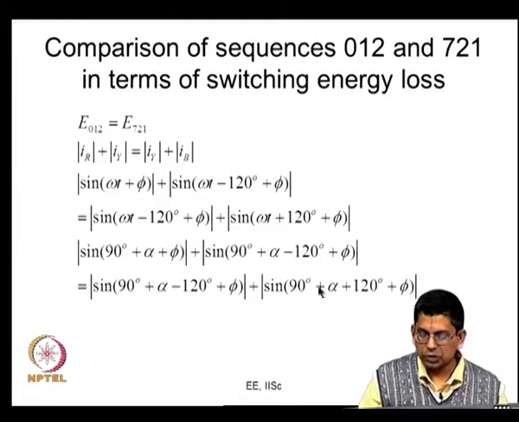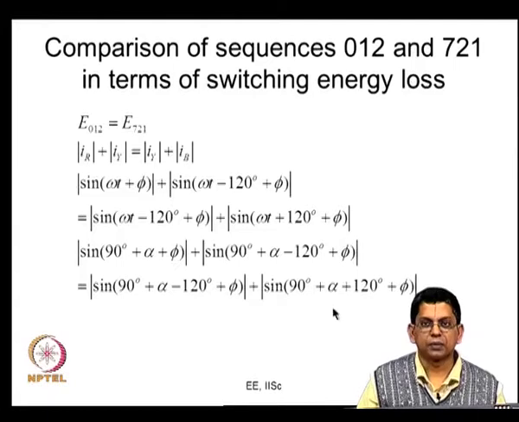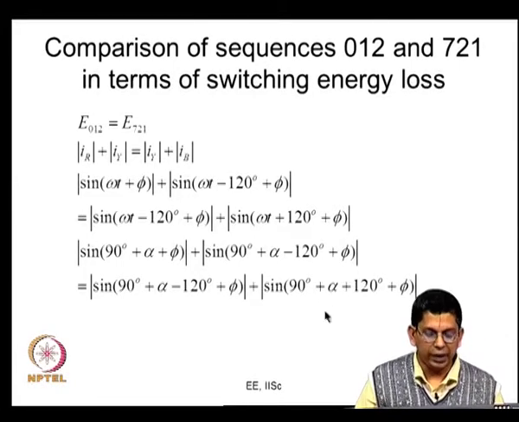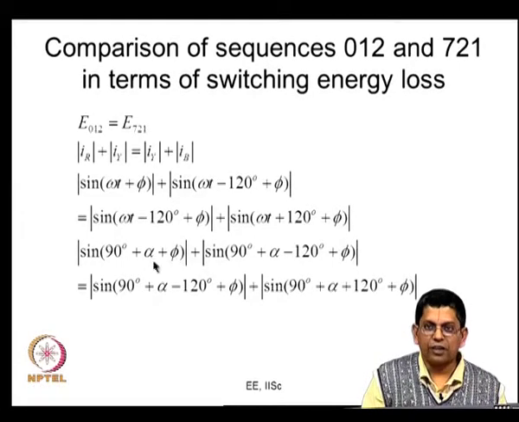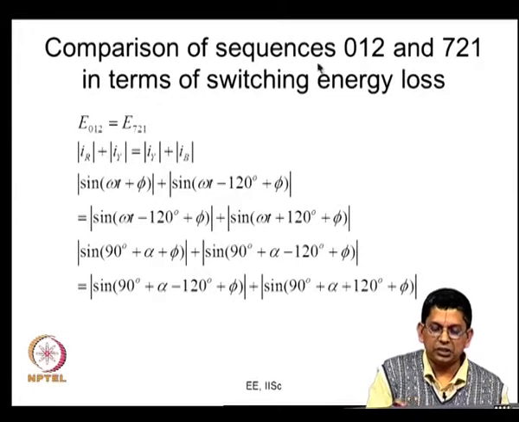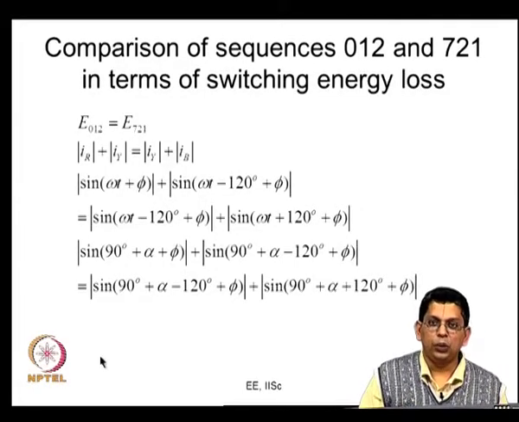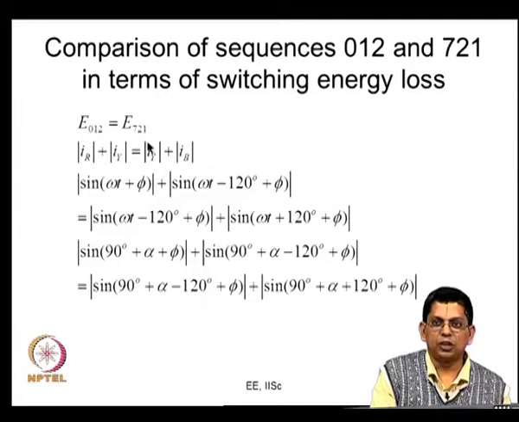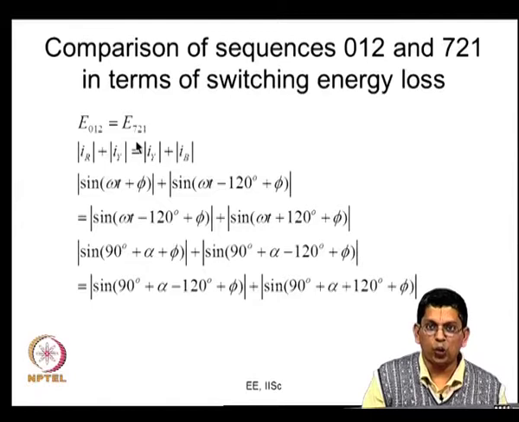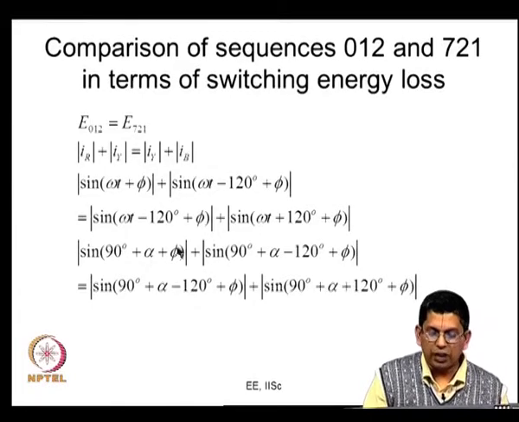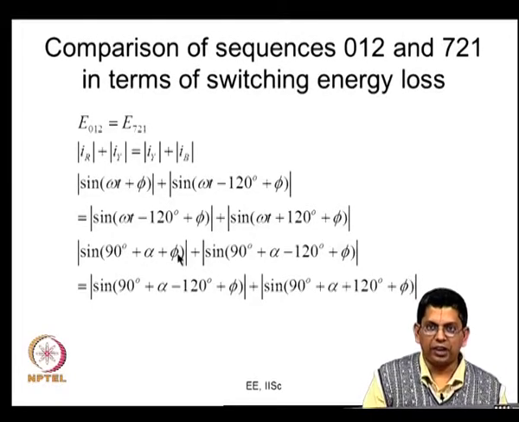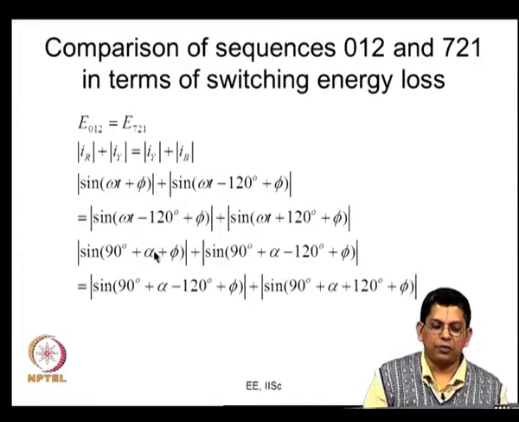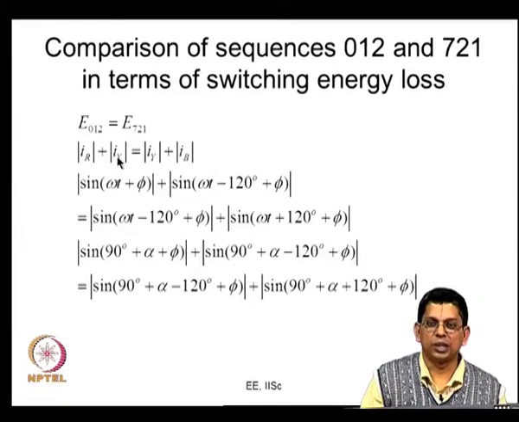So, you can write this expression now. So, you have an equation. If you solve this equation, you will get a relationship between alpha and phi, for which the energy losses are equal. You can get the condition E012 less than E721, or you can get the condition E012 greater than E721. So, you will know for what values of alpha and phi, or for a particular value of phi, what ranges of alpha 012 is better and 721 is better. This is one way of doing.